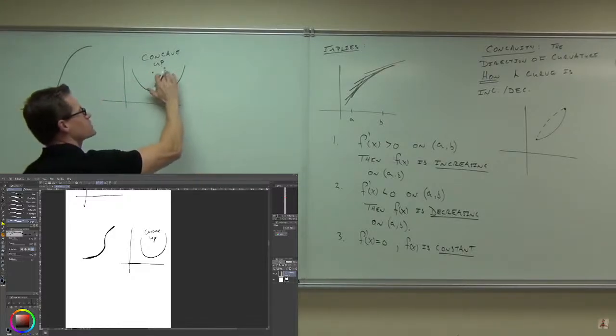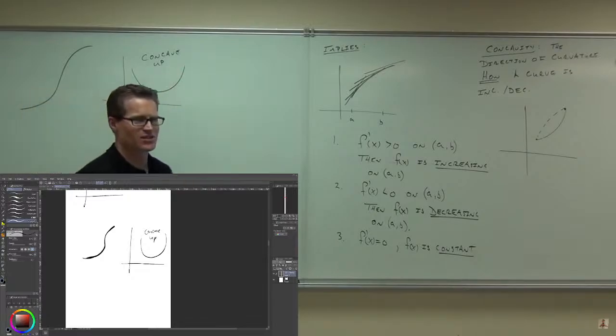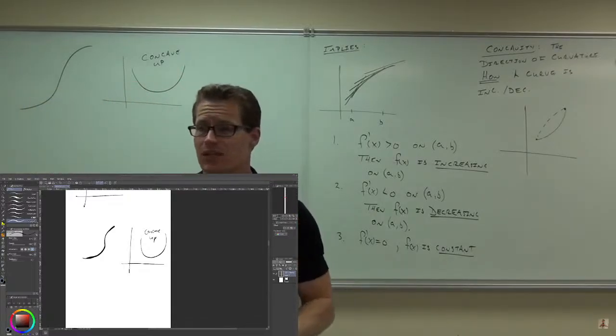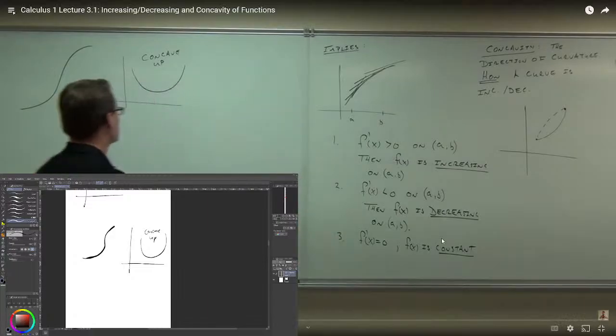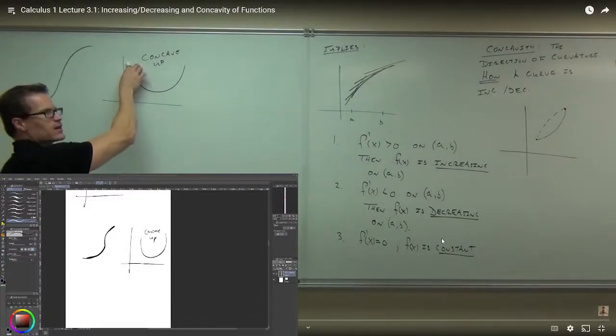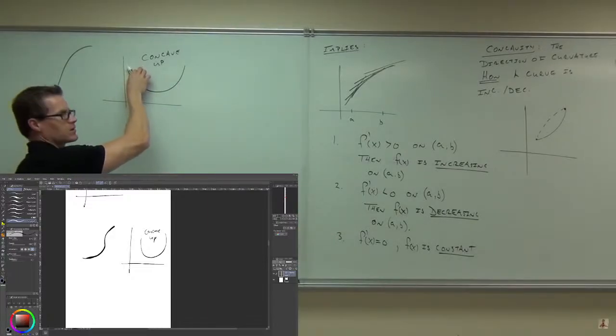Now, if you're confused as to, Mr. Leonard, why did you say that the slope is increasing? The slope is increasing here. Watch. What's the slope here? Very negative. What's the slope here? A little less negative.